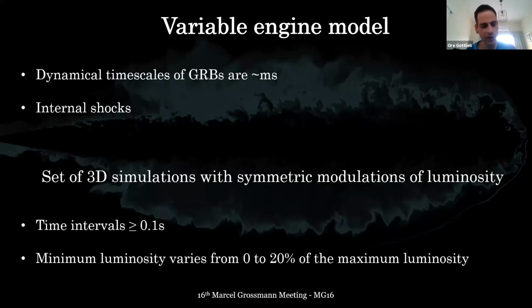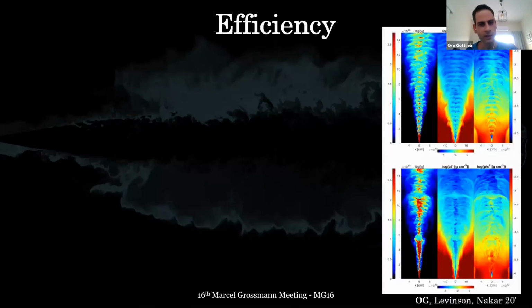And the minimum luminosity that we played with was between 0 to 20%. It can be more, it can be less. And we just wanted to see whether we can explain the light curves, the observed light curves. So let's start with hydrodynamic jets that are working intermittently.